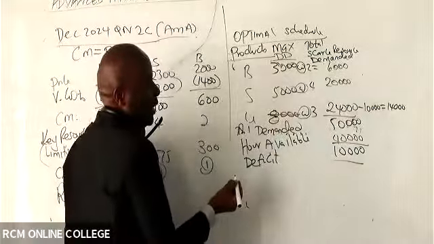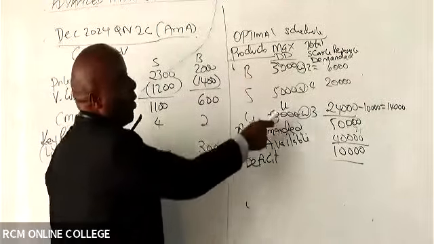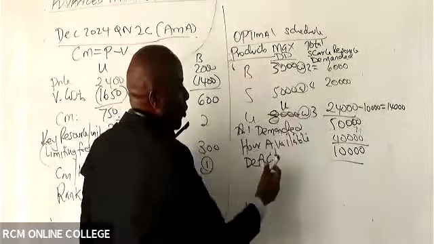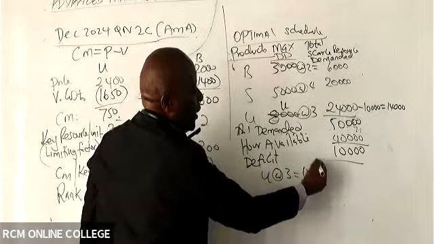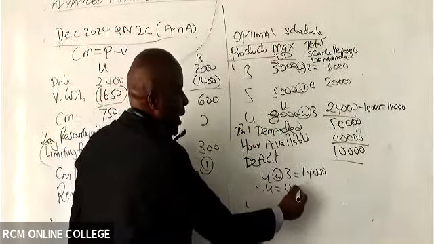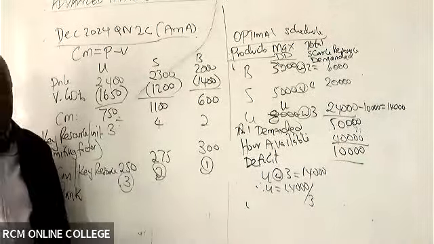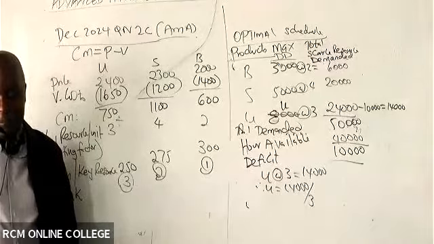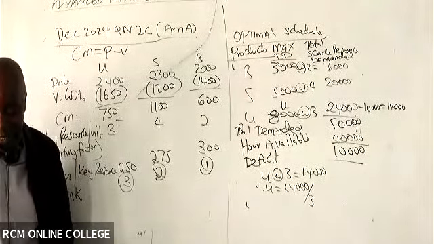I must cancel that, and I call this small u. But I know how many hours we need per unit. So u at 3 equals 14,000. Therefore, u will be 14,000 divided by what, somebody? Divided by 3. Yes, u will be 14,000 divided by 3.